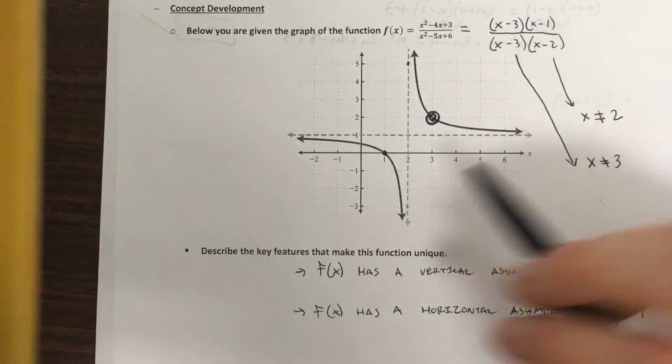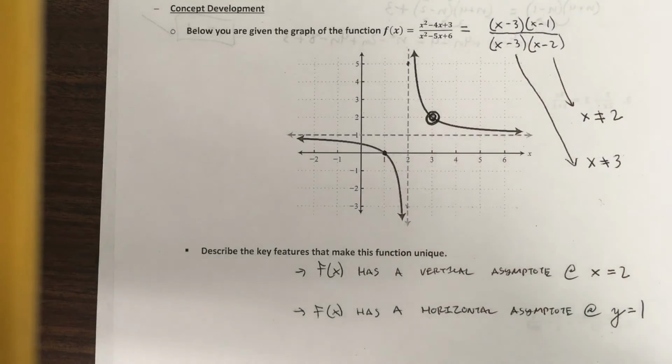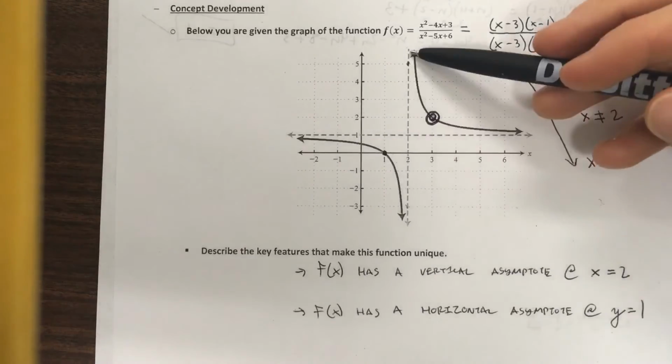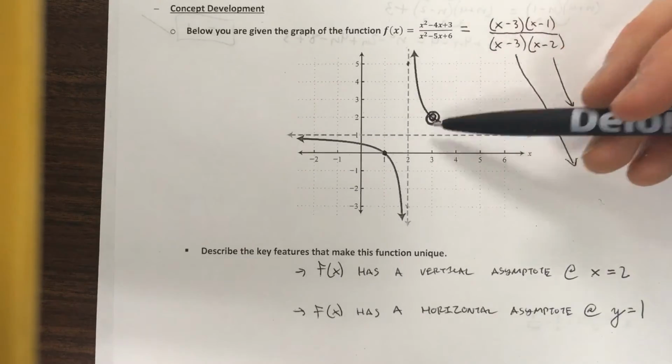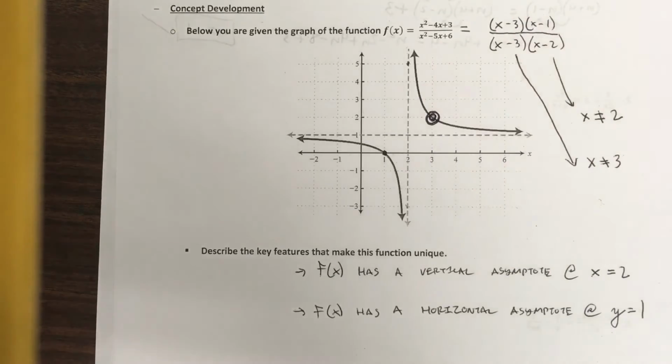Here at x equals 3, we have a hole, meaning our function gets close to 3 but never touches at 3. So we're trying to figure out what's happening here. Why do we have an asymptote at 2 and a hole at 3, and not vice versa? Why do we have a hole here and not a hole here?